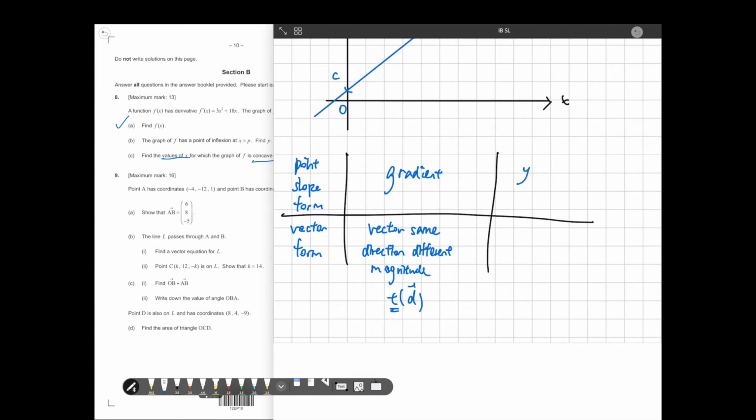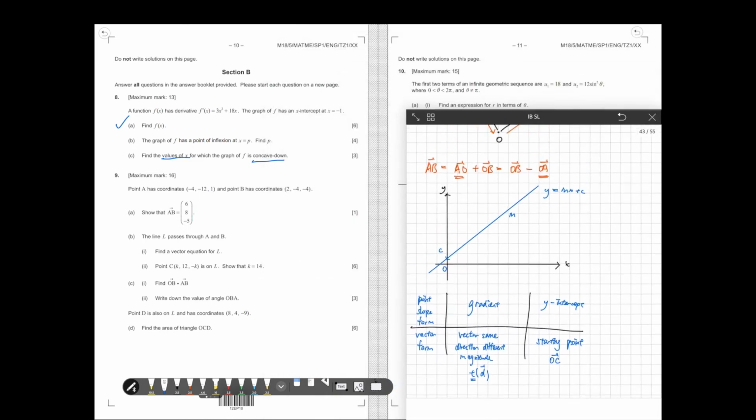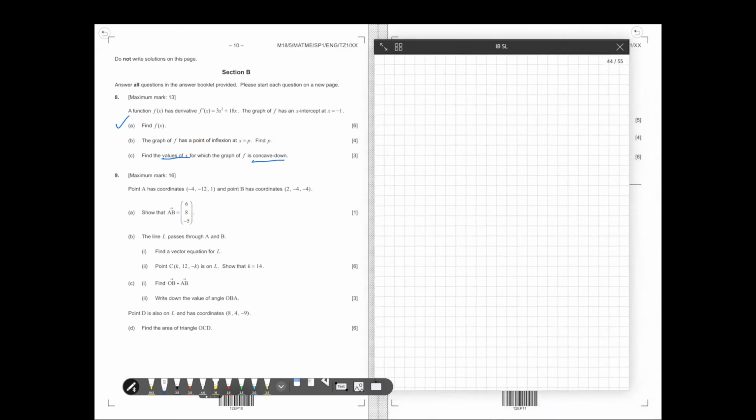And for the y-intercept, what do we mean in the vector form? It means the starting point, right? So we call this starting point OC, vector OC. So all this has been made clear. So now we can move on to the question.